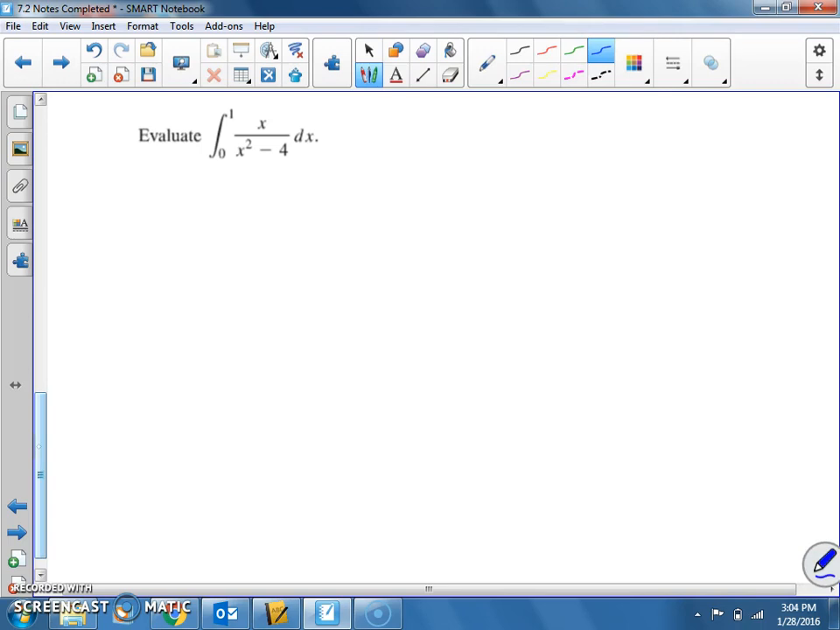So we're going to put that on the top. We'll just leave it on top. So I've got 2x over x squared minus 4, but we have to include a 1/2 of it. Okay? And then it's still the x. Right? So now I've got a u and a du dx, right?